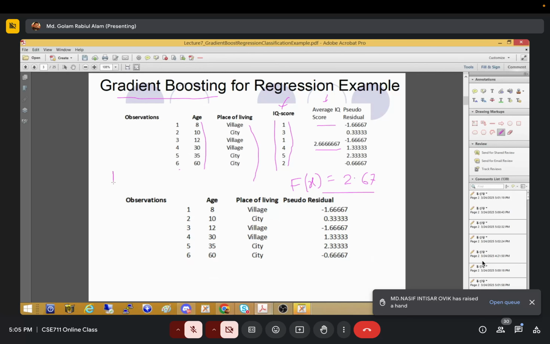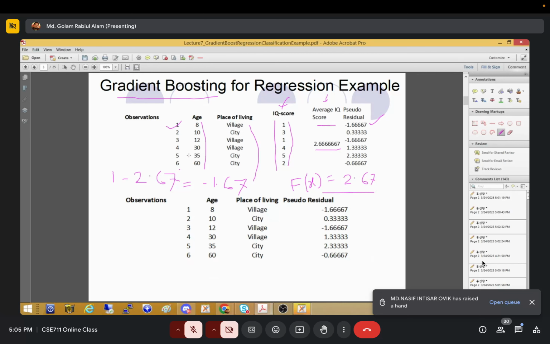It will be 1 minus, so that means this is the original minus the prediction. What is the prediction? Prediction is 2.67. Okay, prediction is 2.67. Then what we will get? We will get negative 1.67. Okay, negative 1.67. So this will be for the first case, for the first observation.